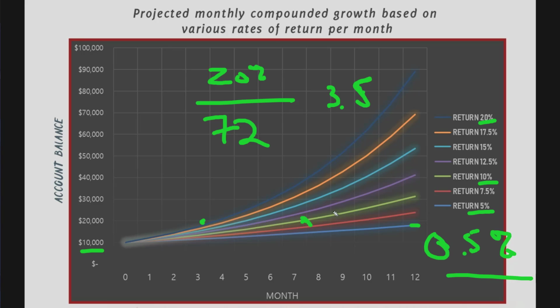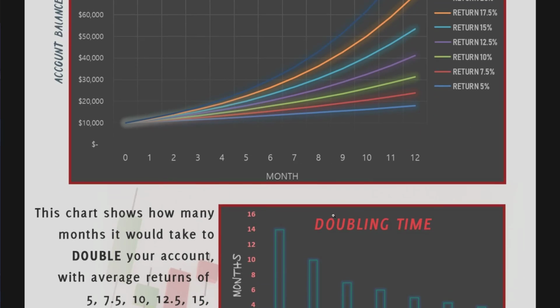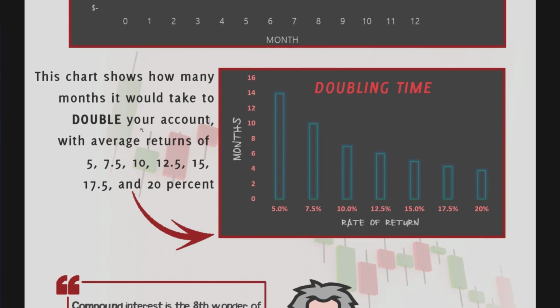It takes time, right? But compound growth is very powerful. We'll discuss that very shortly here. This chart shows how many months it would take to double, basically what I talked about earlier, for every percentage there that shows a doubling time. So 5% is roughly 14 months, 10% is roughly 7 months, 20% is roughly 3.5, 4 months or so, right?